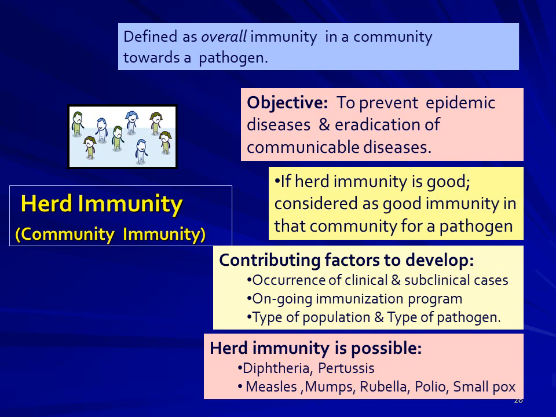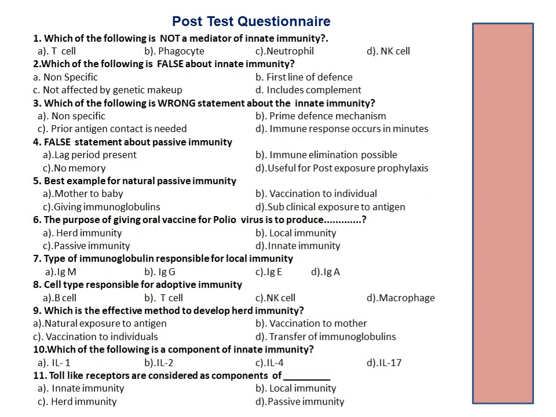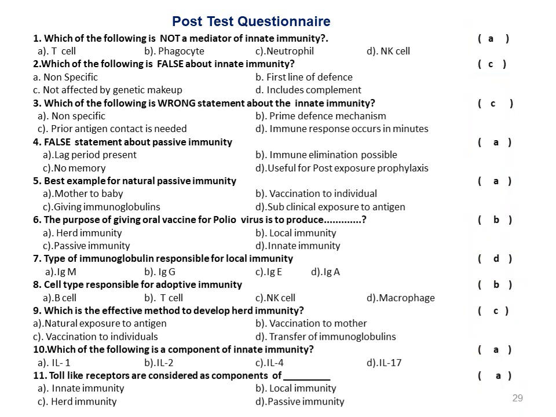Among them, certain diseases produce herd immunity by means of vaccination, and certain by subclinical exposure to the microbial agents. And these are the questions at the end of the topic. Here I am disclosing all the answers for these MCQs. Just enjoy these MCQs and prepare thoroughly.